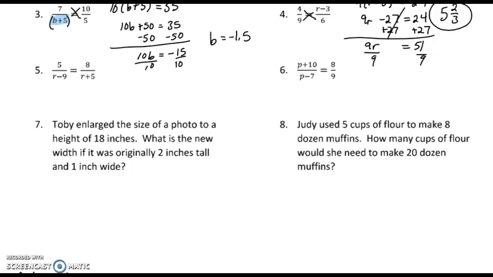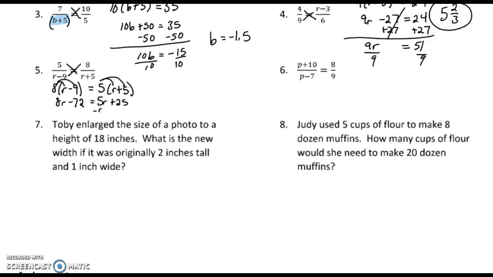Okay, so now looking at number 5, that is the same type of problem, except if you notice there are r's or variables in 2 different places in the fraction. You still approach it the same way with cross multiplying. So I'm going to do 8 times r minus 9. Make sure you put in parentheses so you remember to distribute. Then I'm going to do 5 times r plus 5. All right, and so now I'm going to distribute the 8, 8r minus 72. I'll distribute the 5, 5r plus 25.